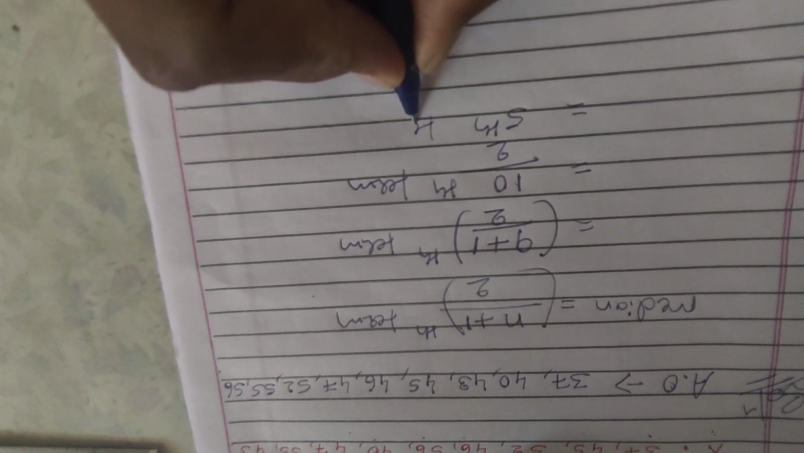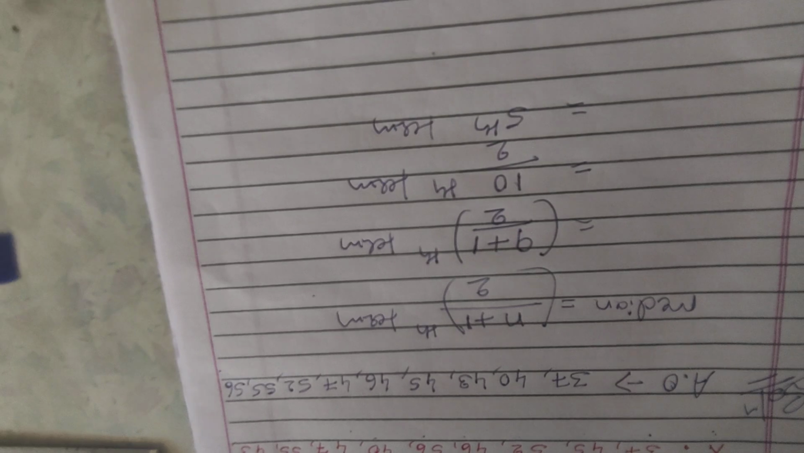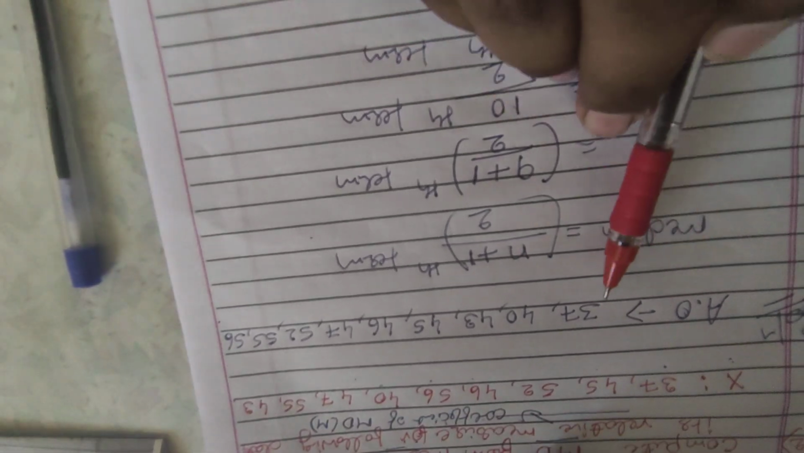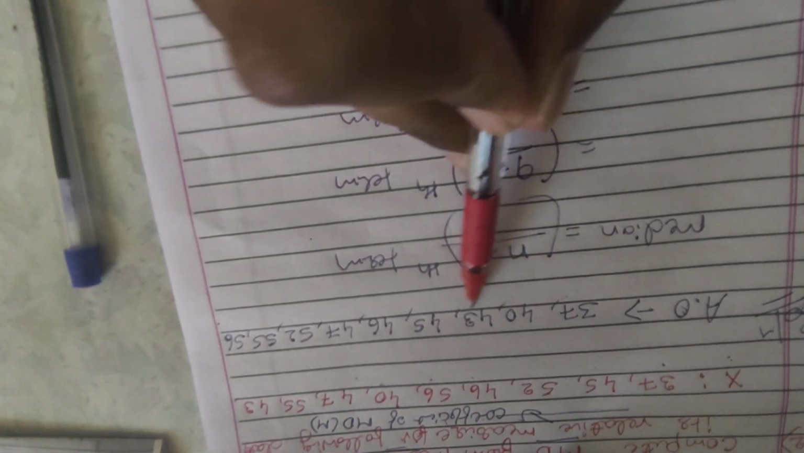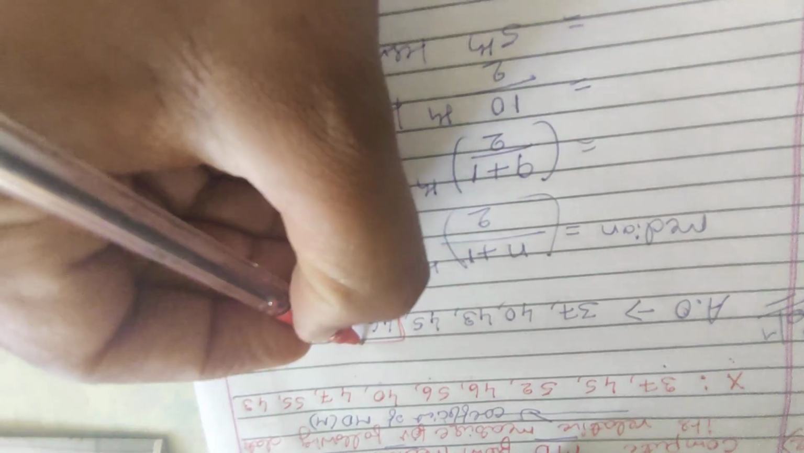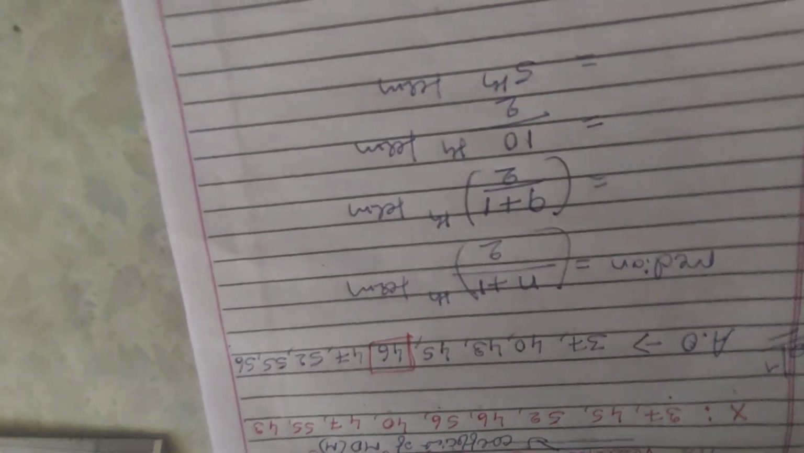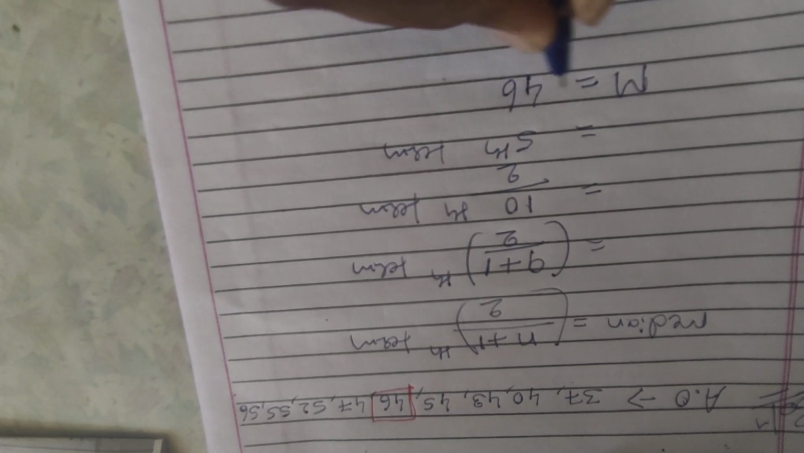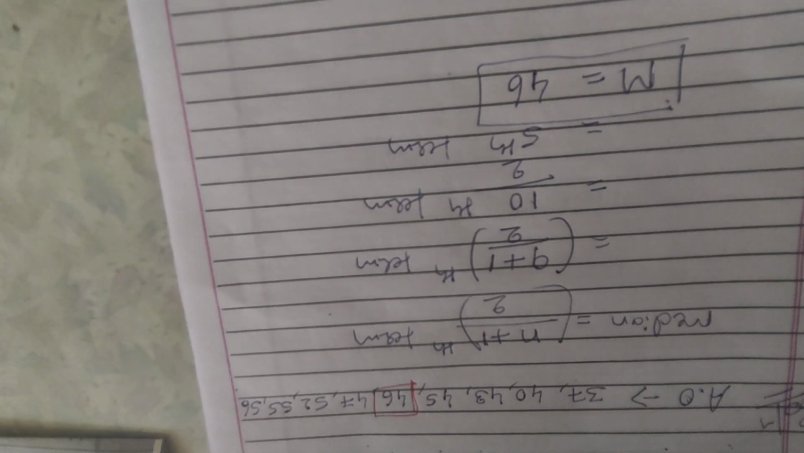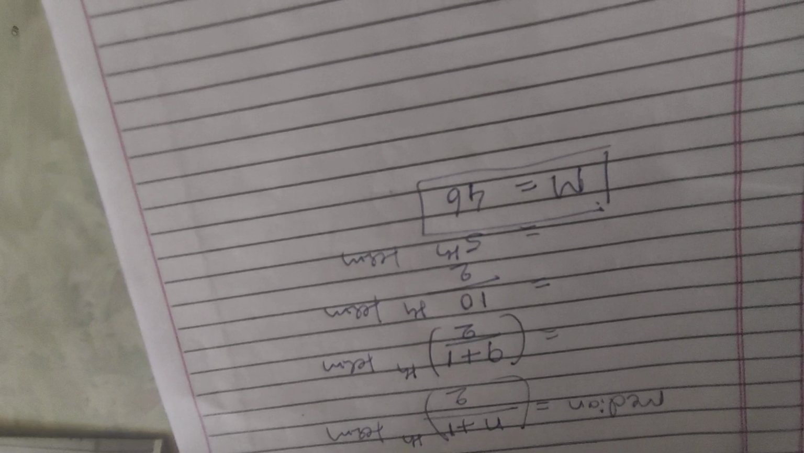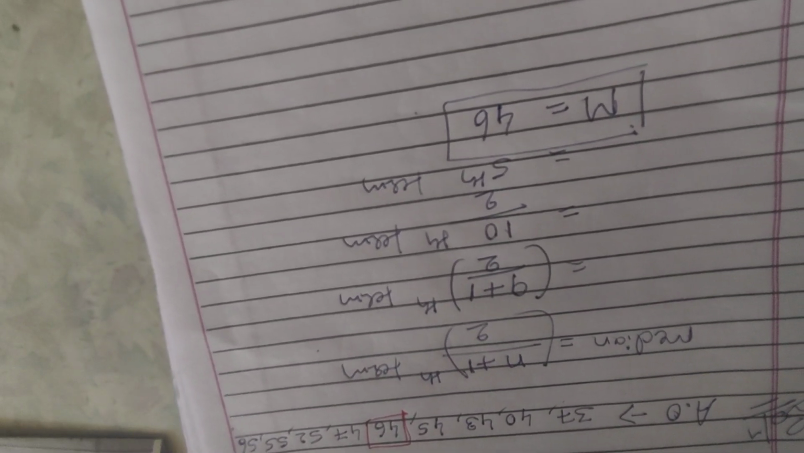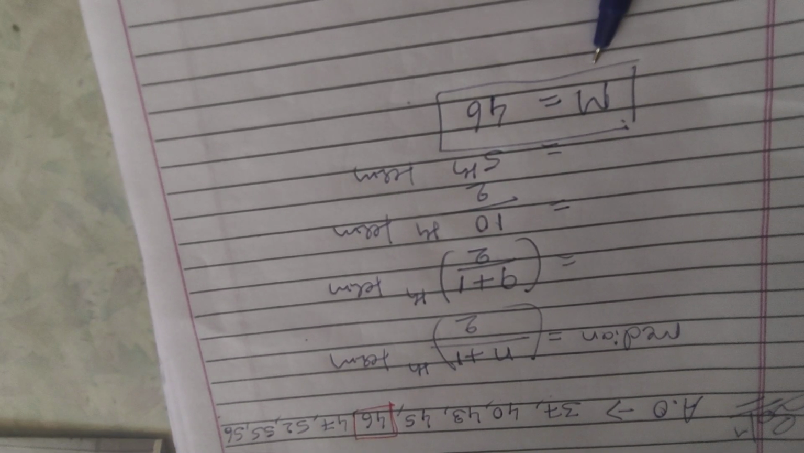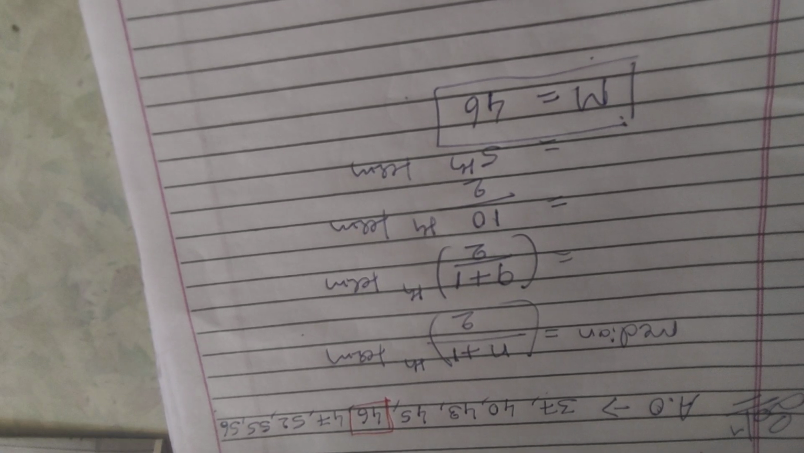10 by 2 is equal to the 5th term. Under the ascending order, the 5th term is 1, 2, 3, 4, 5, which is 46. So the median is equal to 46. Okay dear students, now we have identified the median. Next we have to identify the mean deviation from median.